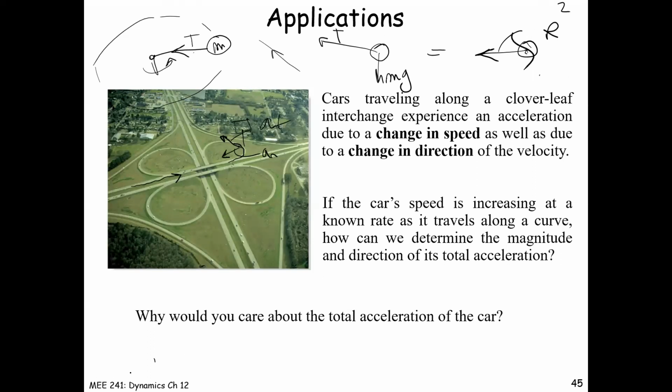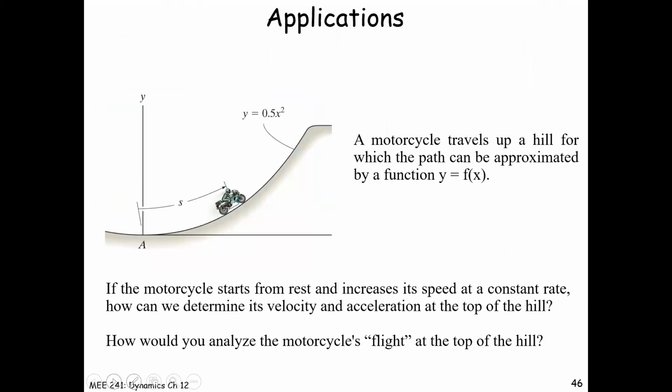So I'm going to jump into another one. Okay. So here, let's look into some applications of that. If you have a motorcycle that is traveling uphill, for which the path can be approximated by this function, and the motorcycle starts from rest and then increases its speed at a constant rate, how can we determine its velocity and acceleration at the top of the hill? How would we analyze this movement?